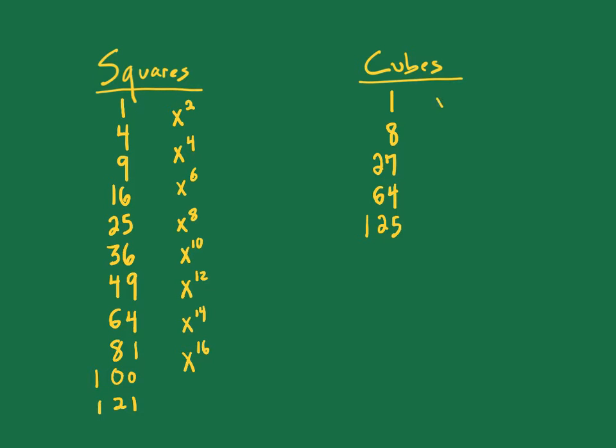As far as the variables go, it starts with x to the third. And then it goes up by 3, so x to the 6th, x to the 9th, x to the 12th, and then x to the 15th, and then so on.